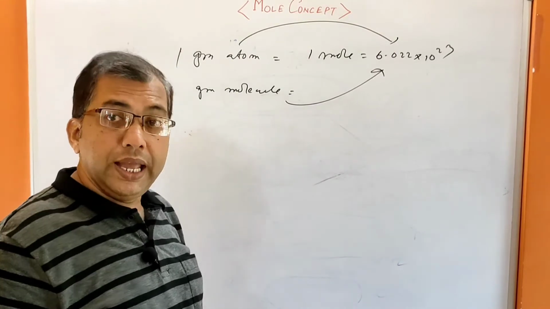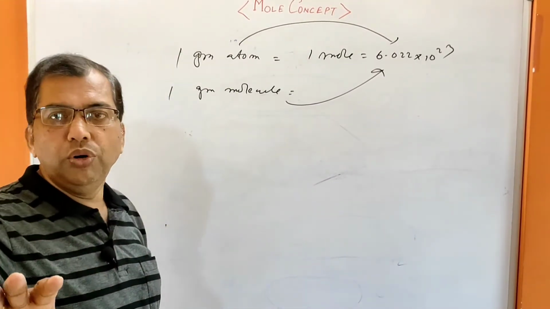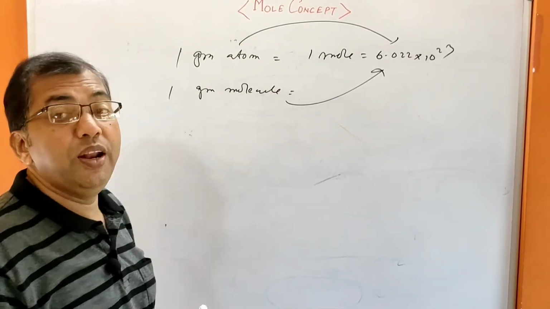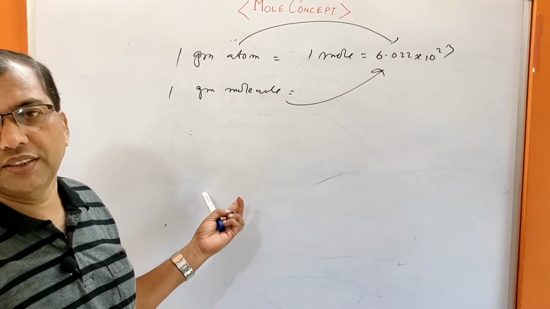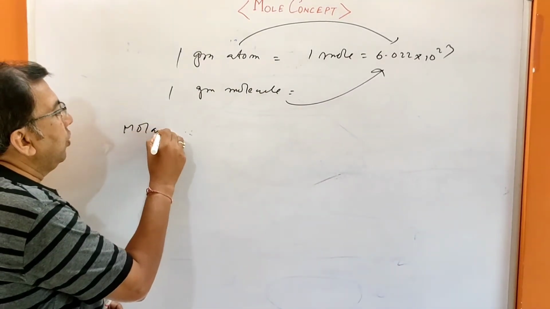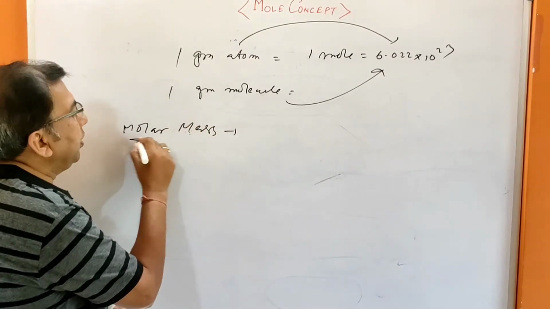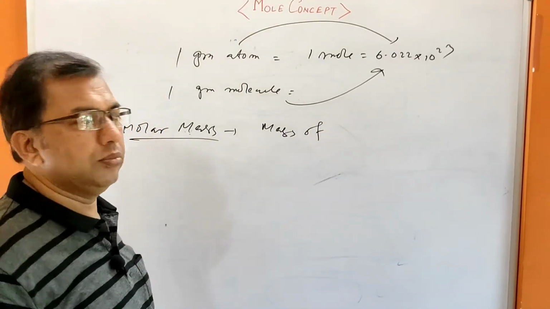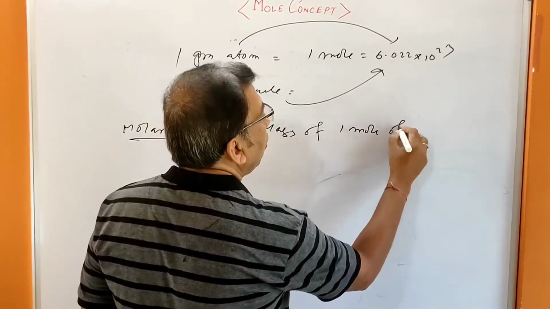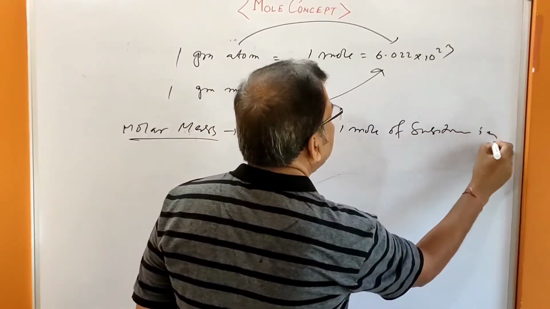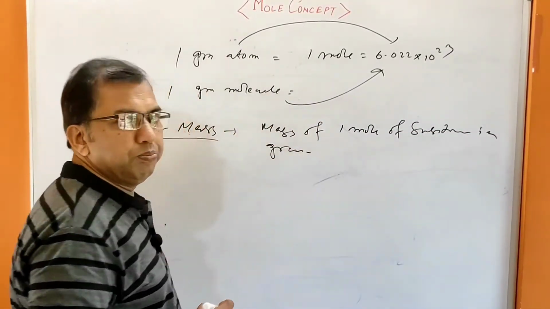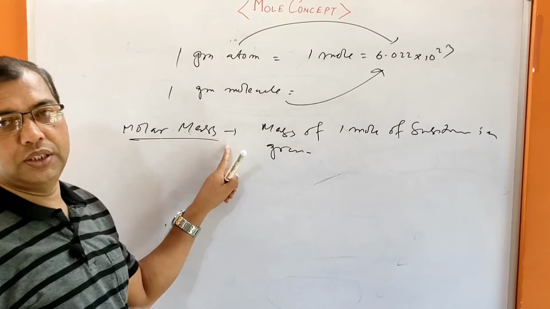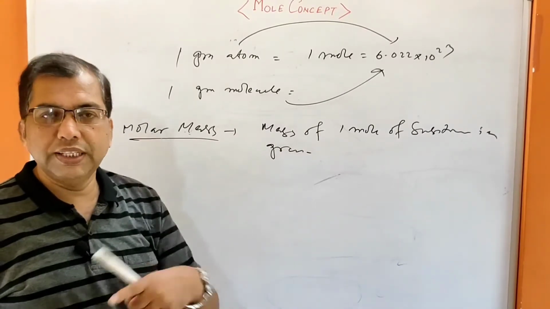Clear? And you think one thing, you have learned the mole, you have learned atomic mass, you have learned molecular mass. So in the same way, molar mass क्या है? The mass of 1 mole of substance. Molar mass. Don't be confused. उसका मतलब क्या है? The mass of 1 mole of substance in gram. I'm writing very speedily for your convenience. Mass of 1 mole of substance in gram is known as molar mass. Clear?